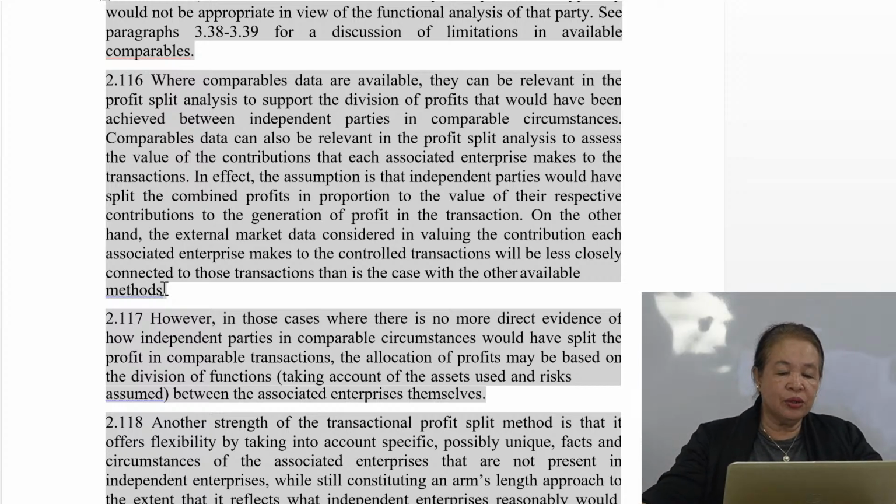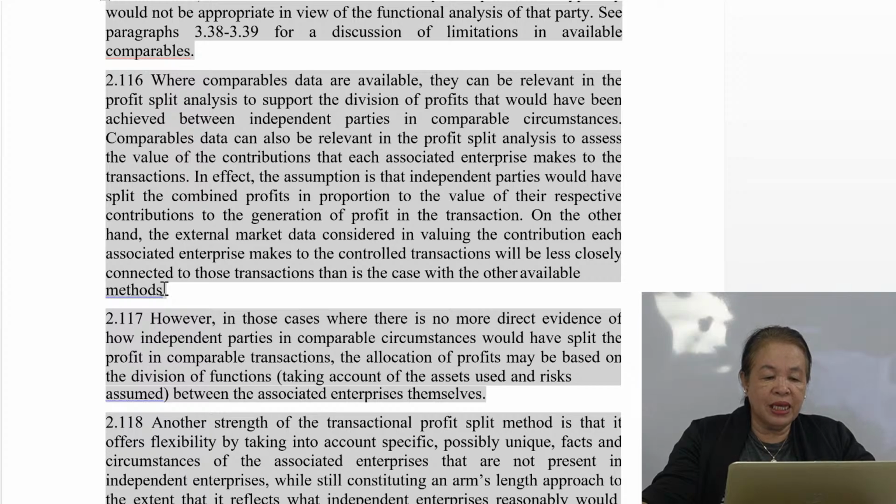Comparables data can also be relevant in the profit split analysis, no? To assess the value of the contributions that each associated enterprise makes to the transactions. So in effect, the assumption is that independent parties would have split the combined profits in proportion to the value of their respective contributions to the generation of profit in the transaction. That is fair enough, no?